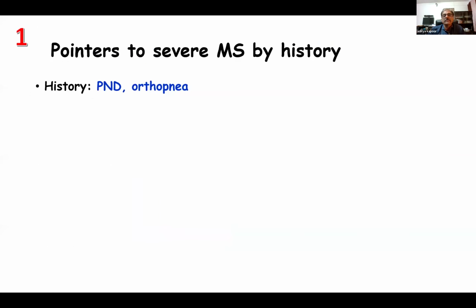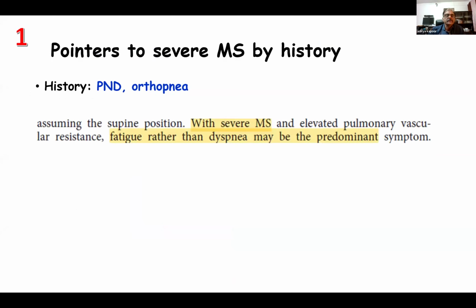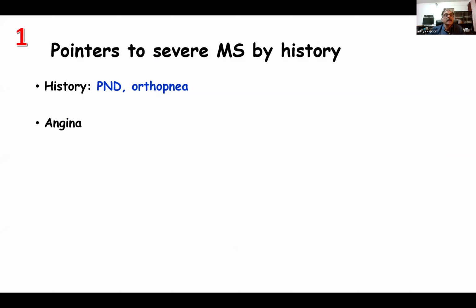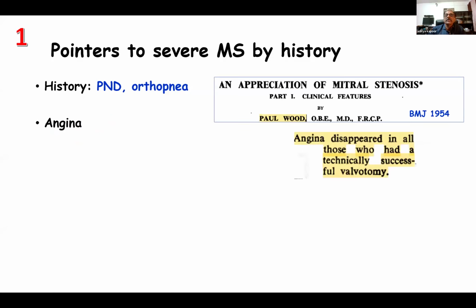So pointers to severe MS by history. मैडम ने वो बताया ही था अभी केस में, PND, orthopnea. These are signs of severe pulmonary venous hypertension. So there is no question, if the patient has PND, orthopnea, mitral valve disease is likely to be severe. And Hurst's book clearly says, with severe MS and elevated pulmonary vascular resistance in the end stage, fatigue may set in rather than dyspnea. This also madam pointed out, that right heart failure or severe PH may present with fatigue rather than PND, orthopnea. Angina. Again, I'm so glad that madam pointed this out. And again, all of you who are appearing for exams should be aware that this was first brought out by Paul Wood's paper, Appreciation of Mitral Stenosis.